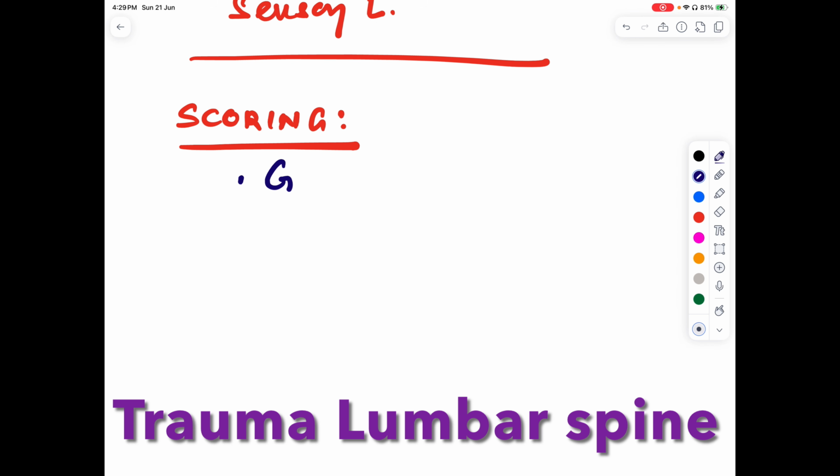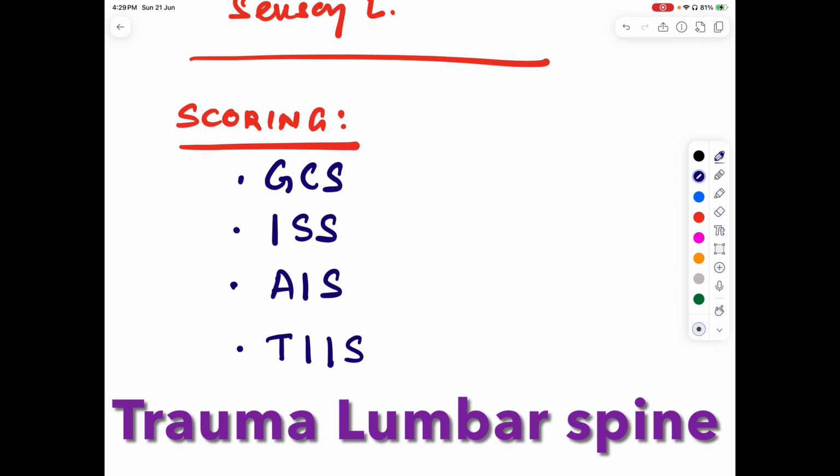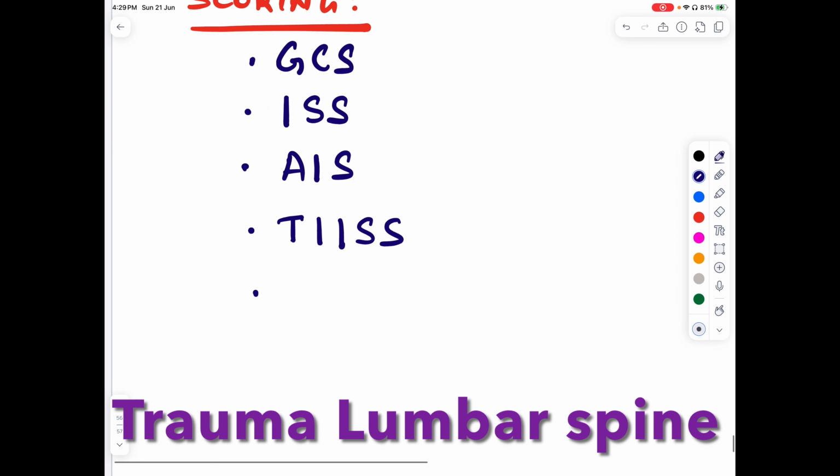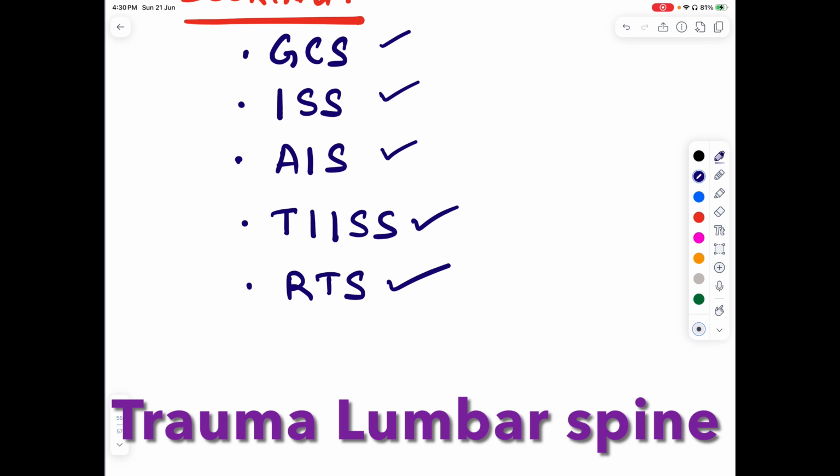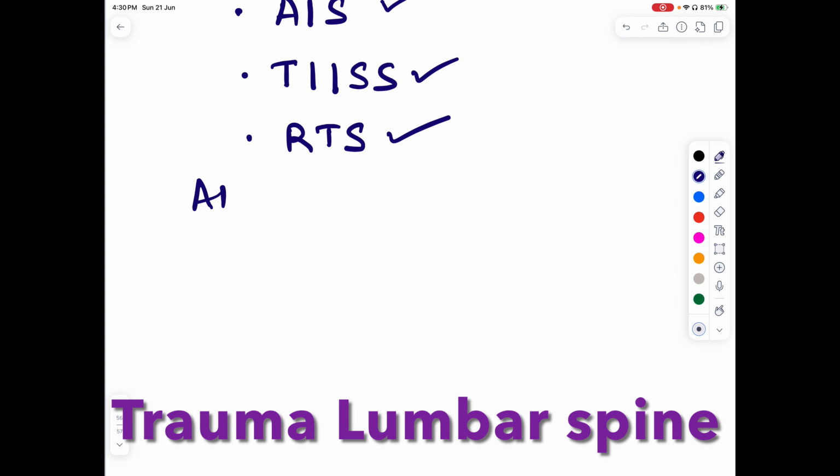The most common is Glasgow Coma Scale, Injury Severity Score, Abbreviated Injury Scale, Trauma and Injury Severity Score, TRISS, or Revised Trauma Score. So these are the different scores. This again has to be managed by the ATLS protocol, going for the ABCD approach.